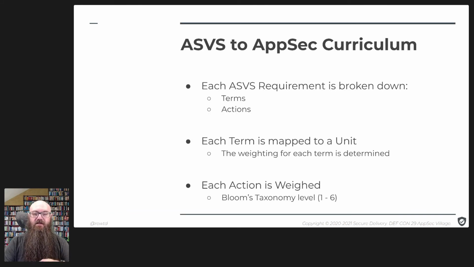So how do we break this down for teaching then? Well, we break all the ASVS requirements into actions and terms. We group the terms into units, and then we weigh the actions described against Bloom's taxonomy.